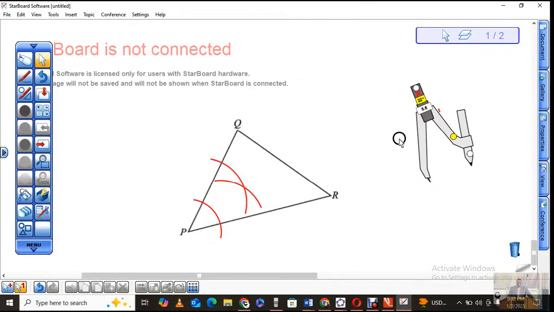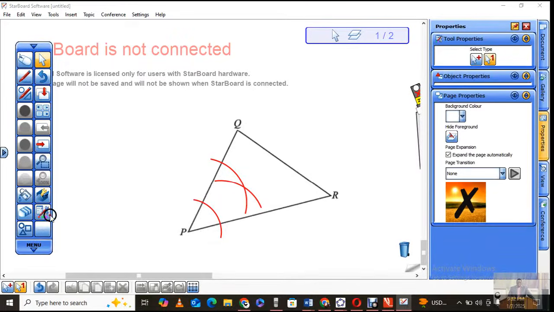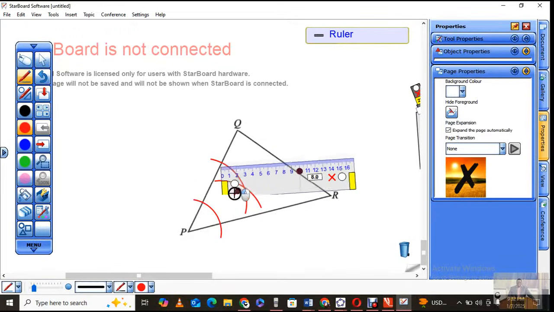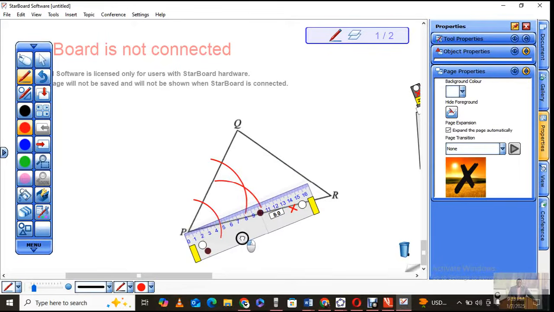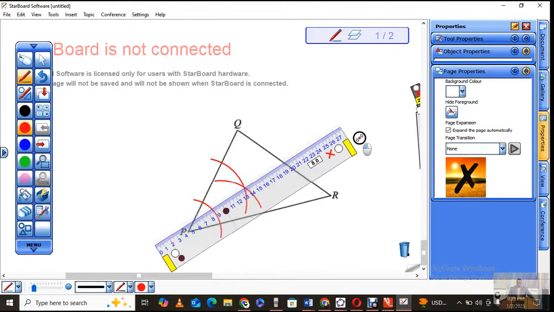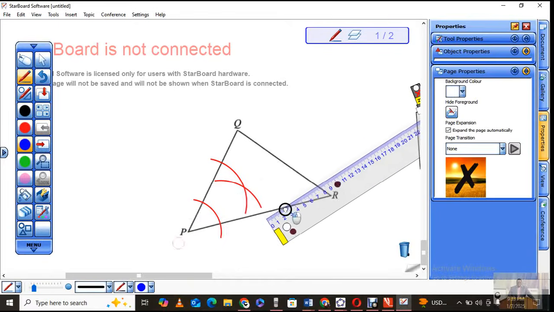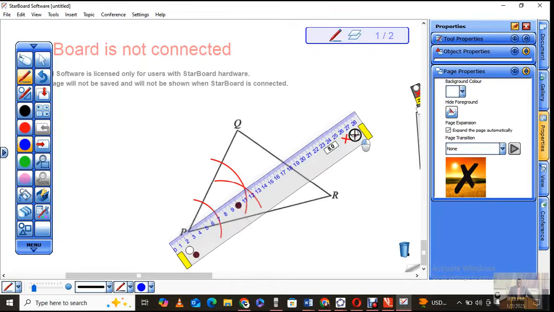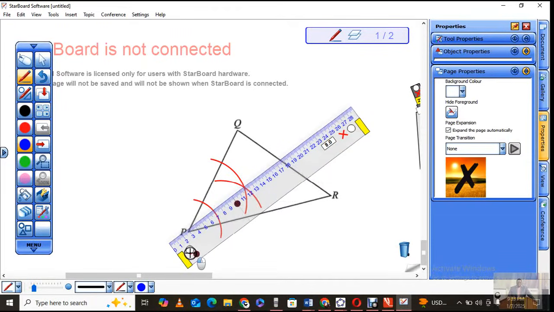Good. Now that I've done that, I'm going to bring in my ruler. I'm going to extend it a little bit, and I'm going to join. Can you see where it crosses? Right. Extend my ruler again. Of course, I can draw. Bring it back over there. It's very important that you put your ruler at the right place.